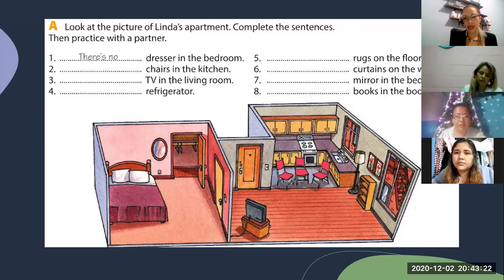There is not a refrigerator. Okay, in that case, it's negative. There isn't a refrigerator, there is no refrigerator, or there isn't any refrigerator. Cualquiera de esas tres estaría correcta, but negative. Number five.